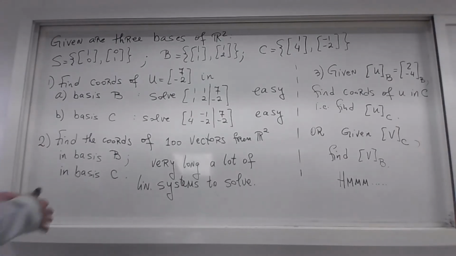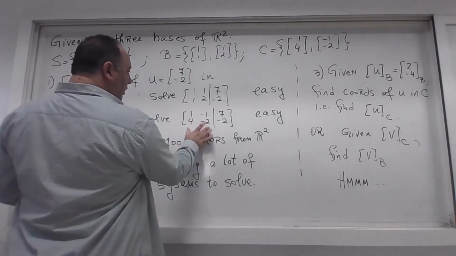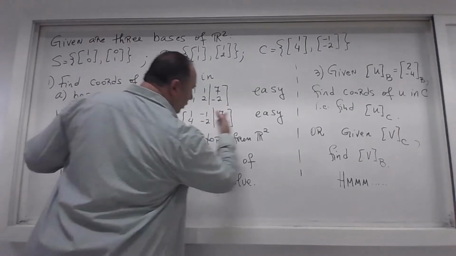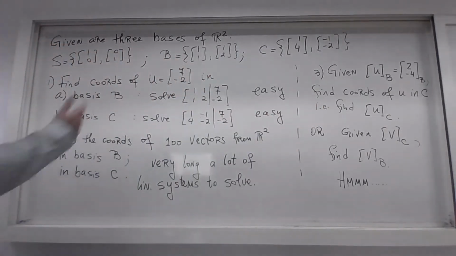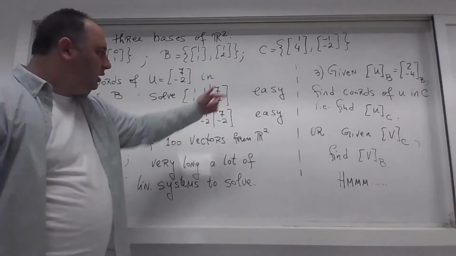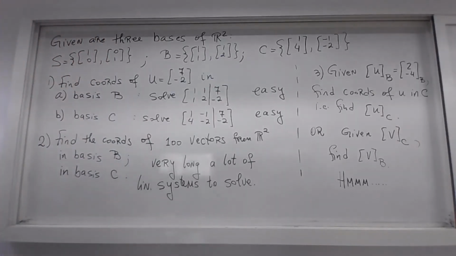So if you're half smart, you would just take your matrix, because it's always the same, and put the 100 vectors on the other side, and then solve it all at once. So that would be one approach. But still, there's a lot of work involved in all this. It's going to be long, long, long.